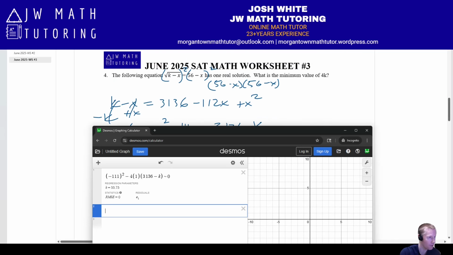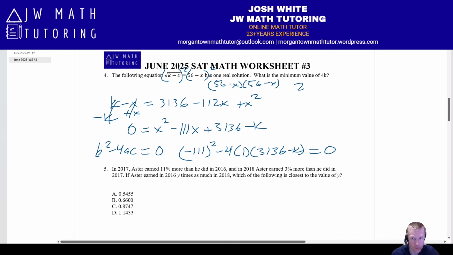Just scroll back up here. The question wants the value of 4k. So what is 4k equal to? 4k is equal to 223. Okay, so the correct answer to this problem, what you would type in is 223.